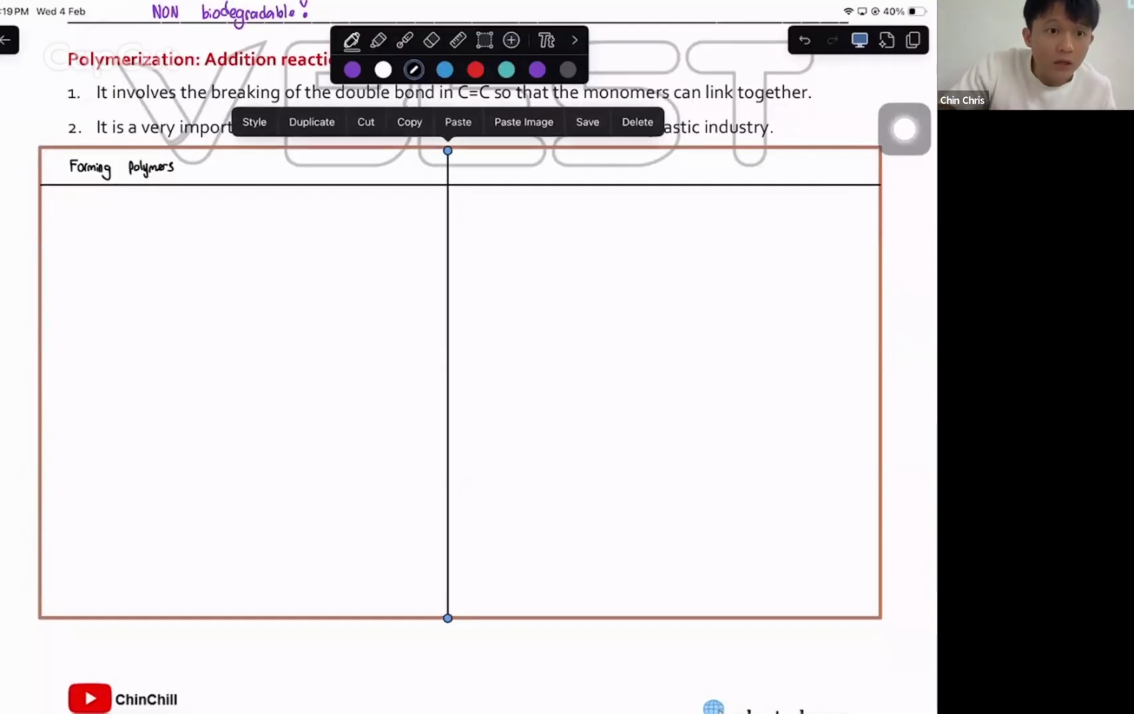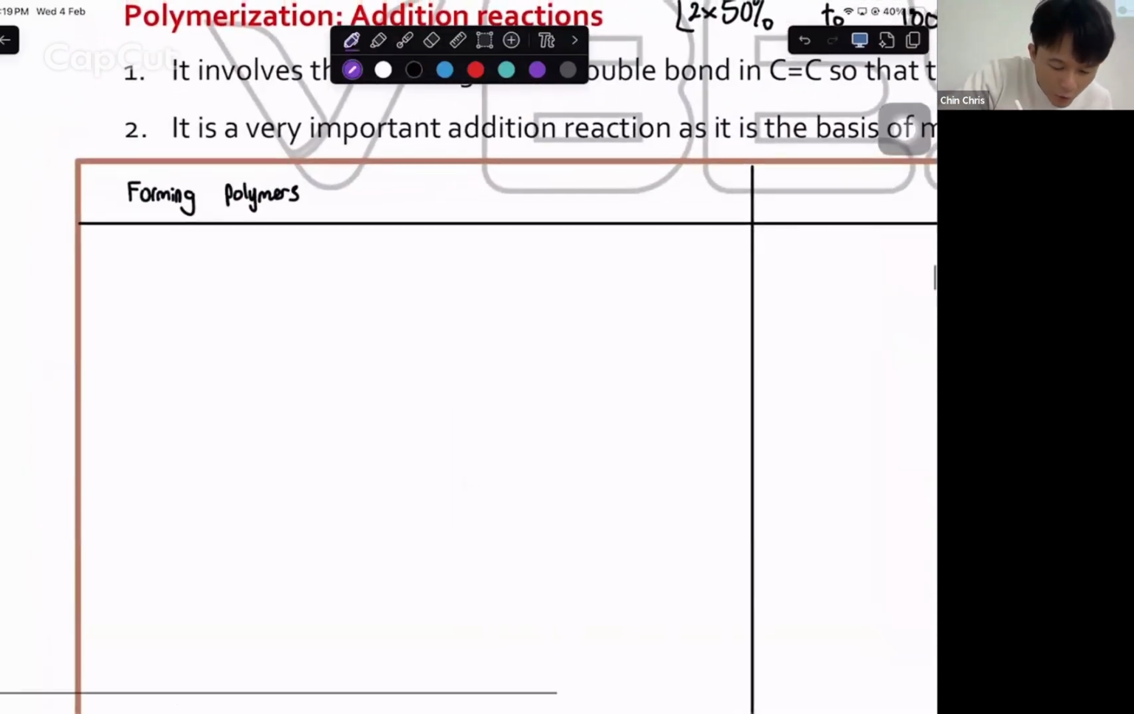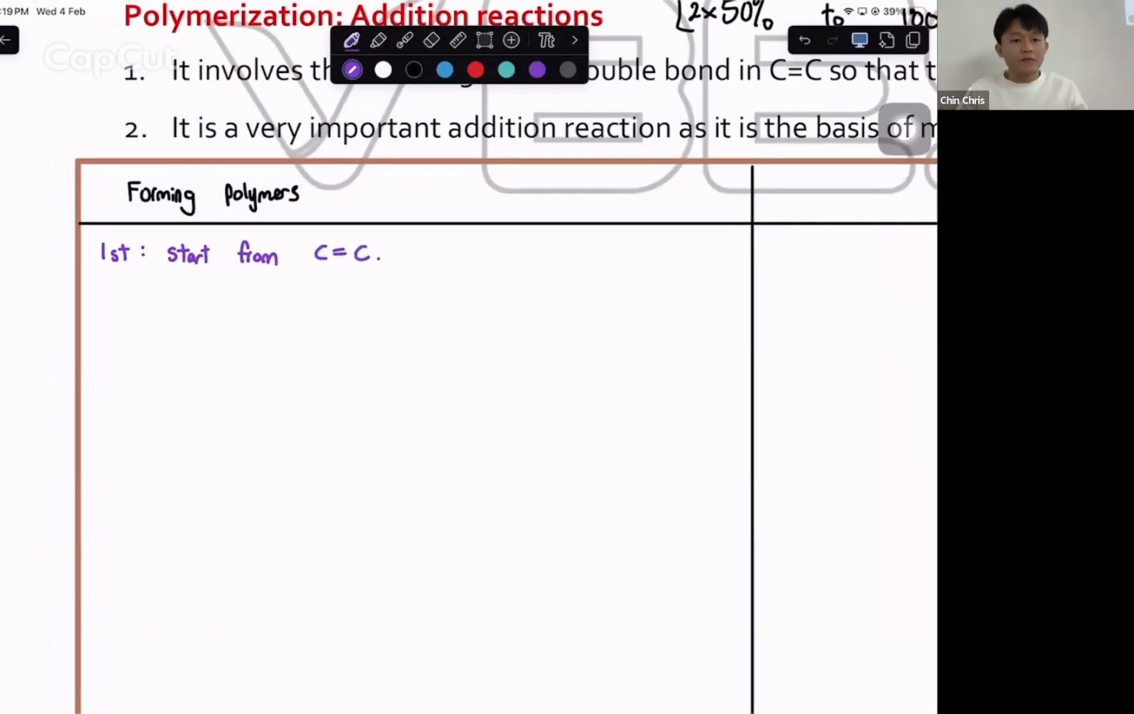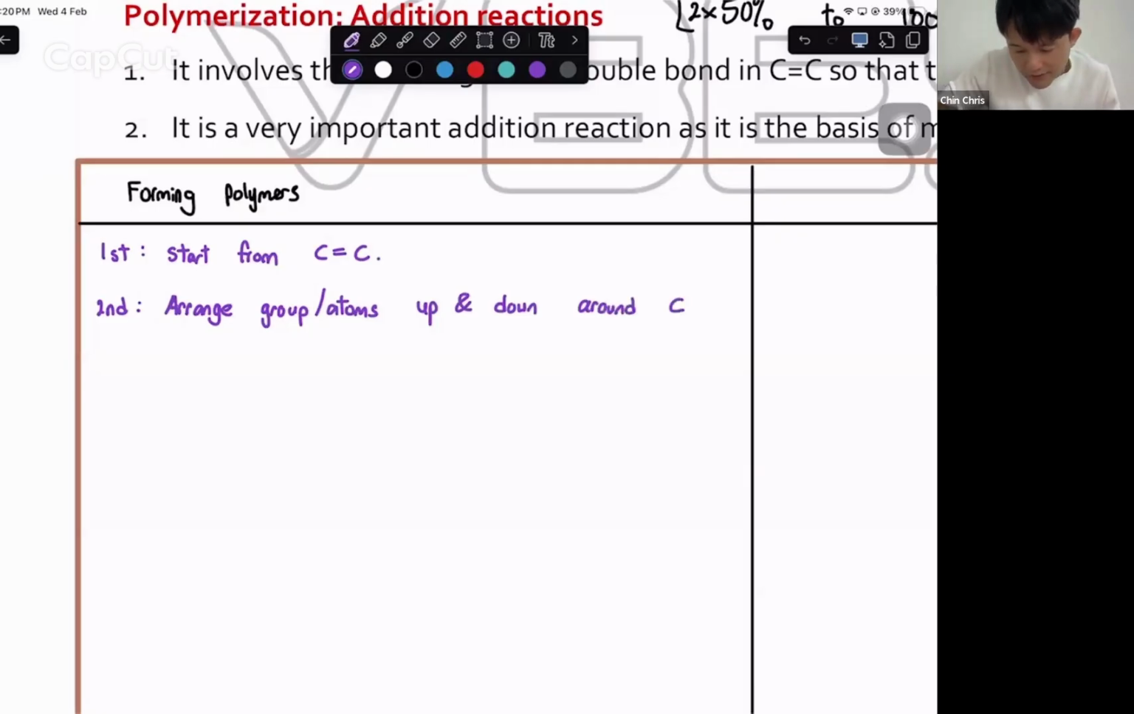How do you form a polymer? Remember this. The first thing is always to start from your C double bond C. Always start from the double bond. Second, arrange any atoms or groups up and down around the C double bond C. Please remember, arrange it up and down.